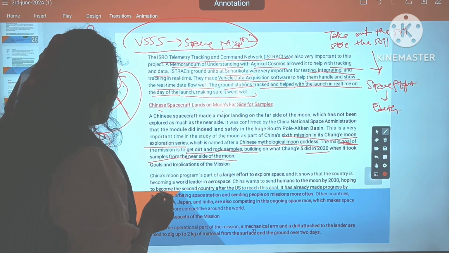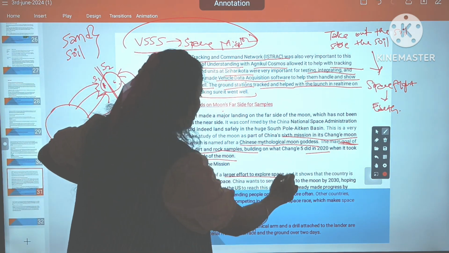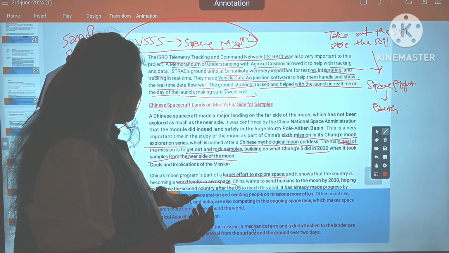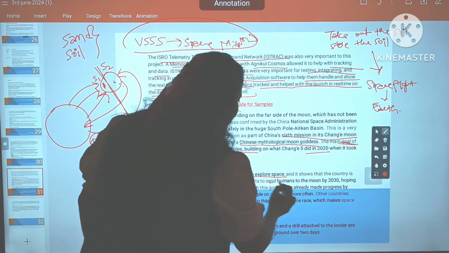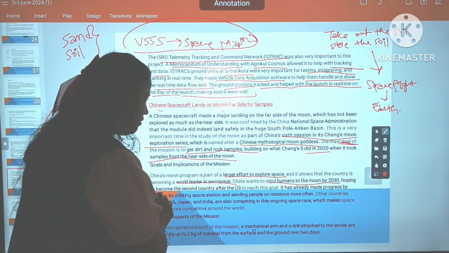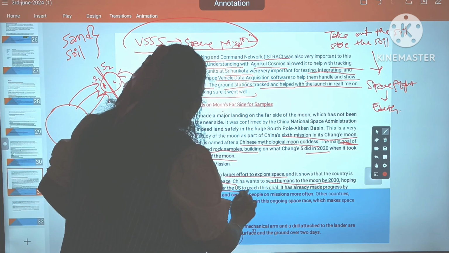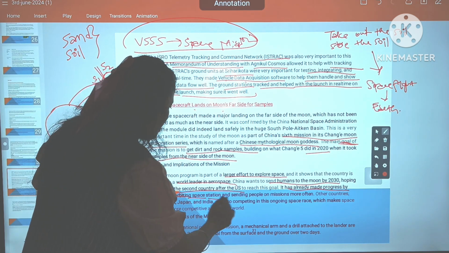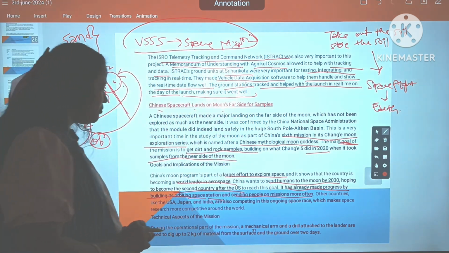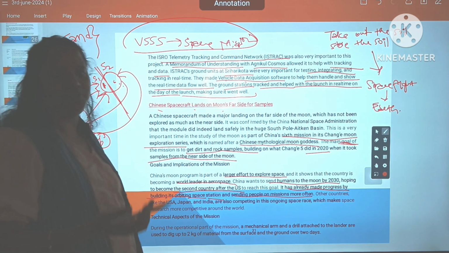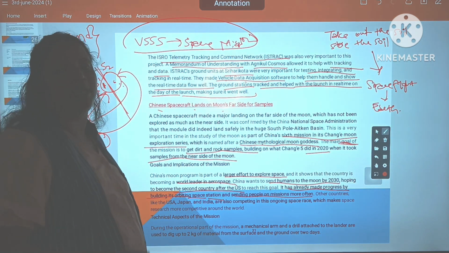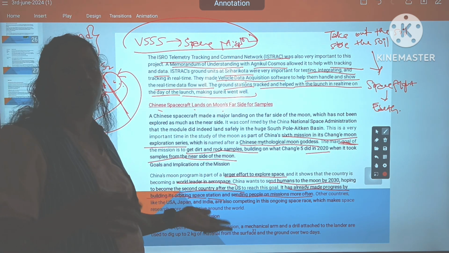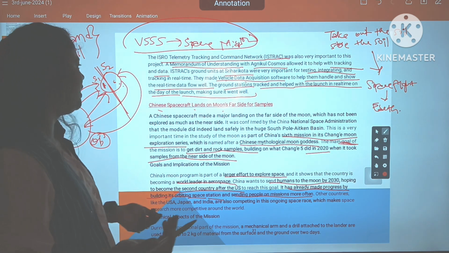Okay. China's moon program is part of a larger effort to explore space. World leader in aerospace. What is the objective of China? It should become the world leader in aerospace. So it wants to send humans to the moon by 2030, becoming the second country after the US to reach it. It has allegedly made progress by building its orbiting space station and sending people more often. So what is the objective of China in doing all this? To explore space, to become the leader in aerospace research. And third is to send humans to the moon after the USA.